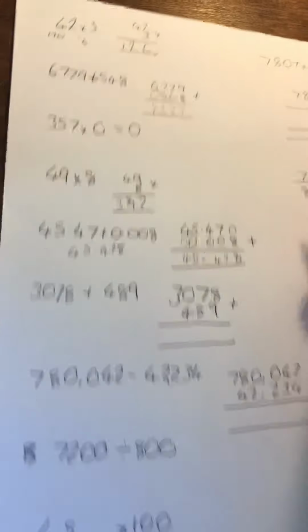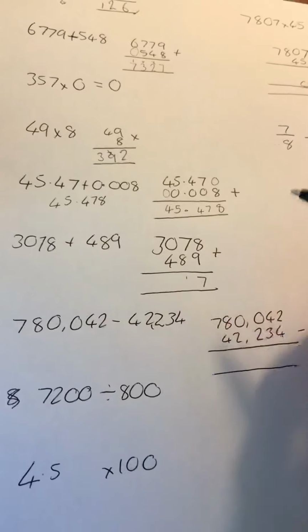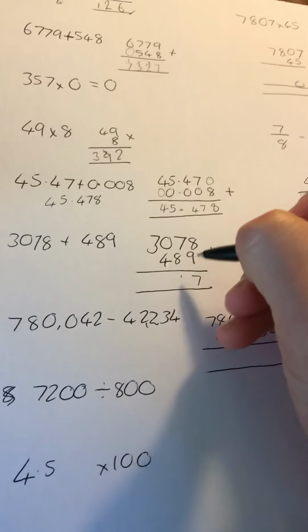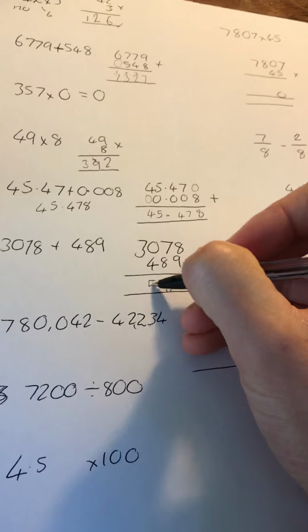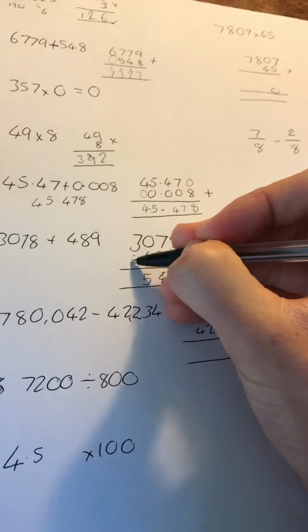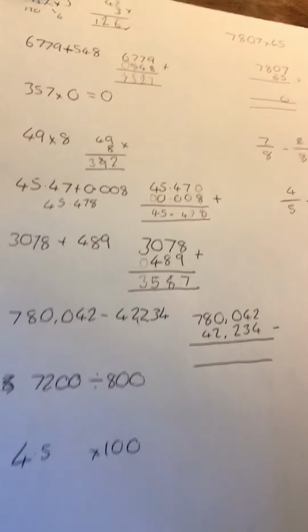45.487. Column addition again. 8 and 9 is 17. 8 and 7 is 15. Add the 1 makes 16. 0, 4 and 1 makes 5. And 3, remember invisible 0 there, makes 3, 3,587.